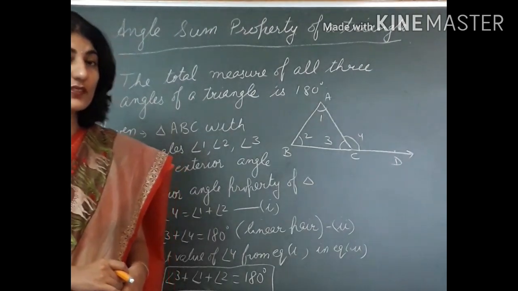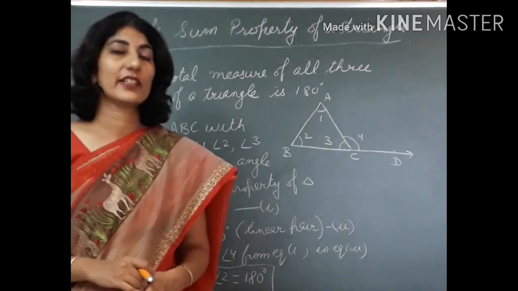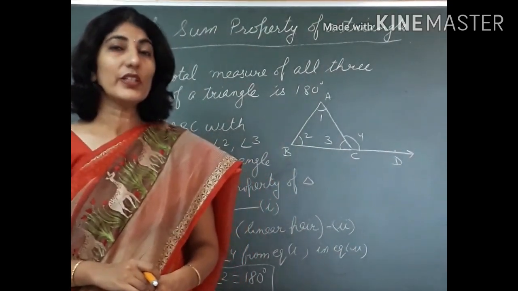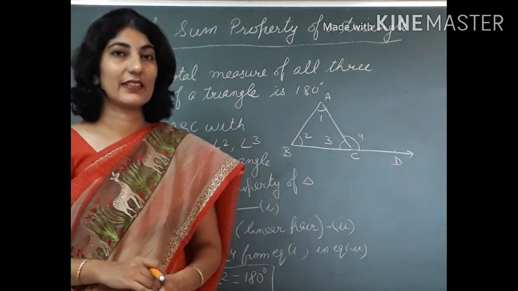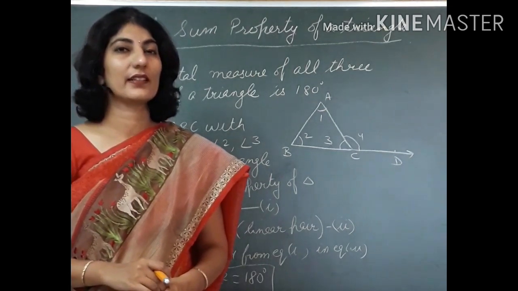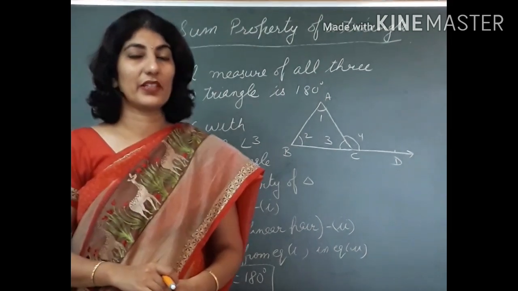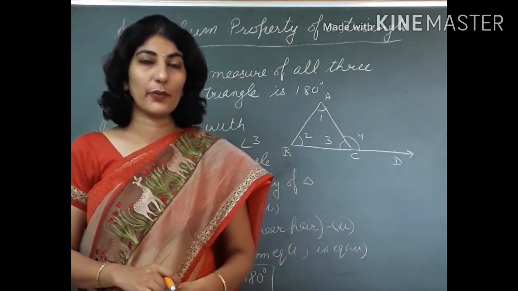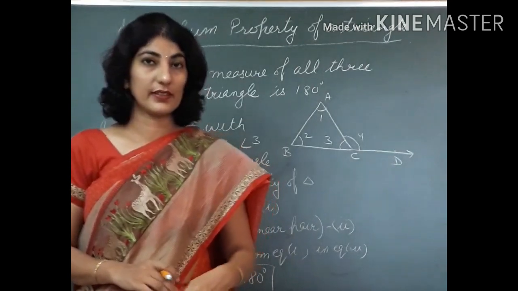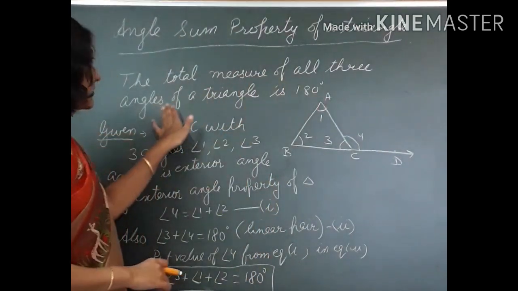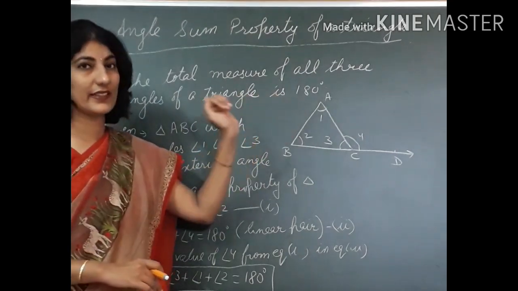Good morning, students. In the previous lecture, we have studied about the exterior angle property of a triangle. Now today we will study a new property of a triangle, that is, the sum of all three angles of a triangle is 180 degrees. To prove this property, we will use the exterior angle property. Let us see how it is. The total measure of all the three angles of a triangle is 180 degrees.